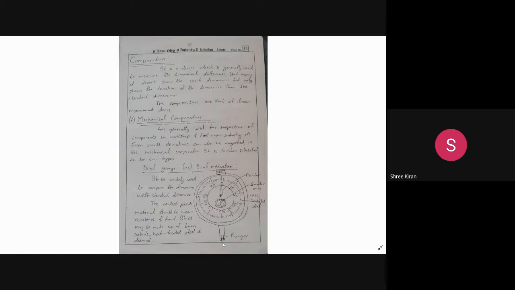I'll tell one more time what happens when the point touches the standard specimen. There is a specimen, and this is the contact point. When the point touches the standard specimen, the dial gauge is set to zero by rotating the case. By rotating the case, we can set the dial gauge to zero. Then the standard specimen is replaced by the workpiece, and the dial gauge will show the reading with the help of a moving pointer on the graduated dial.